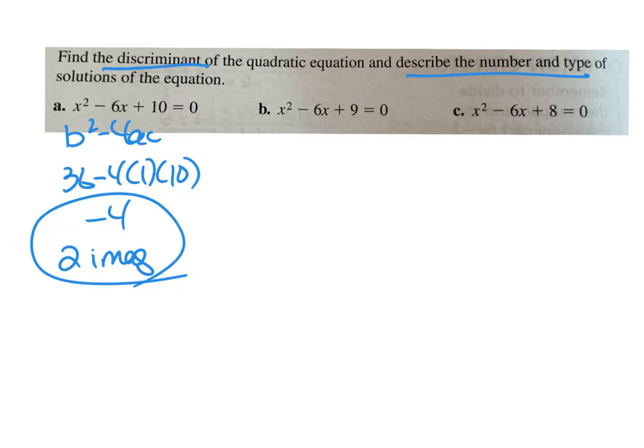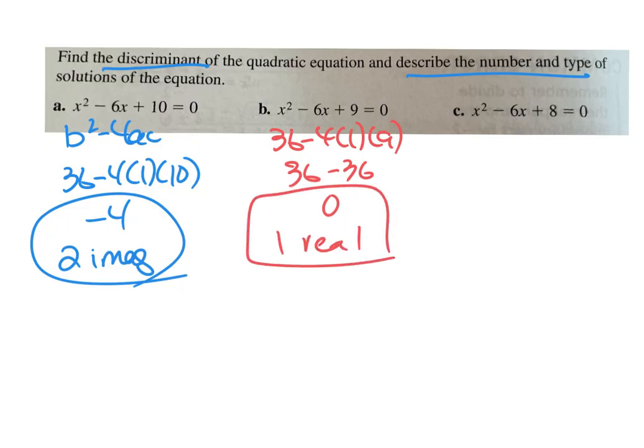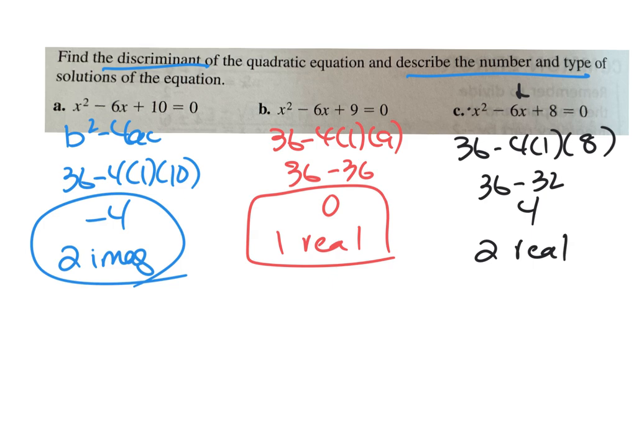Second one, same deal, b squared minus 4ac. So b squared would be 36 minus 4a. I'm still saying c. So that's going to be 36 minus 36, which is 0. Because I got a 0 right there, that means there's one real solution. And the last one, b squared minus 4ac. So I'm going to square that. 36 minus 4ac. I will get 36 minus 32, which is 4. Because it's positive, I'm going to get 2 real.